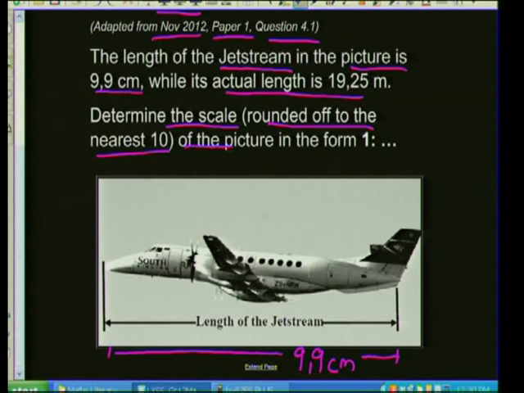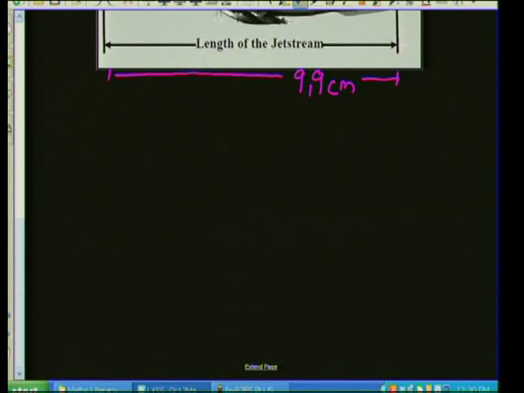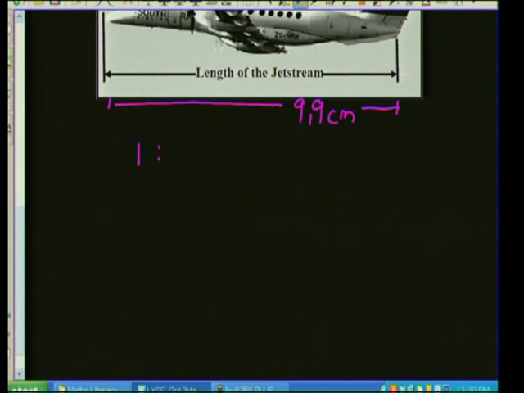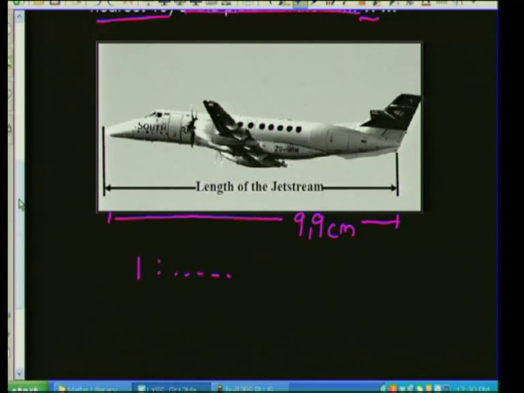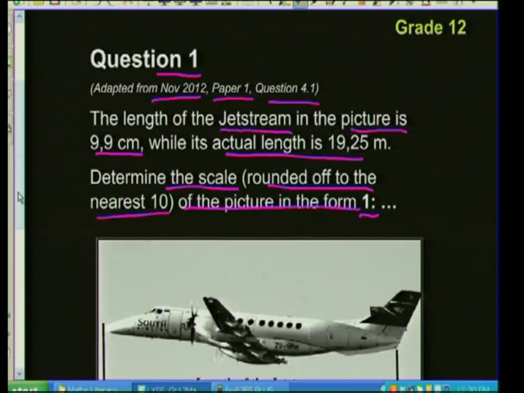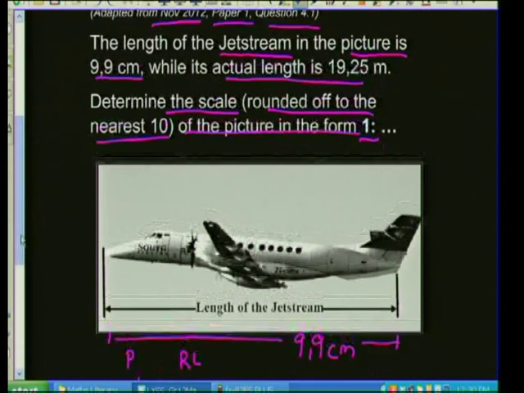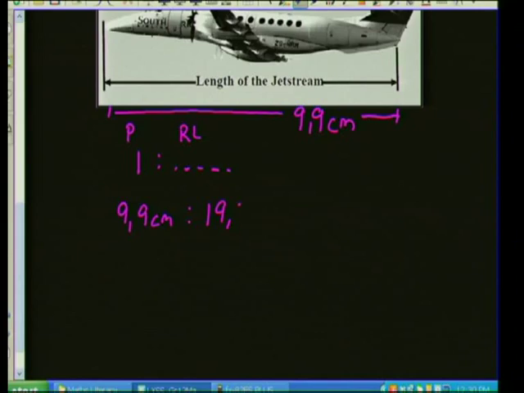So we're determining the scale of the picture in the form of 1 is to what? Let's get a little bit more space now. We want our scale of 1 is to whatever that is. What do we know? Well, this is my plan, and this is my real life. So on my plan, I've got 9.9 centimeters. And in real life, they told me that it was 19.25 meters.